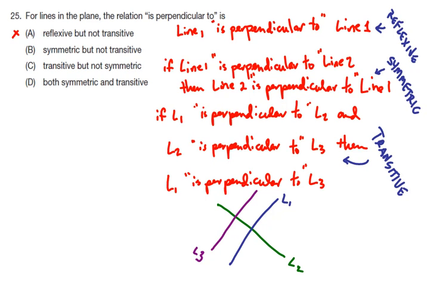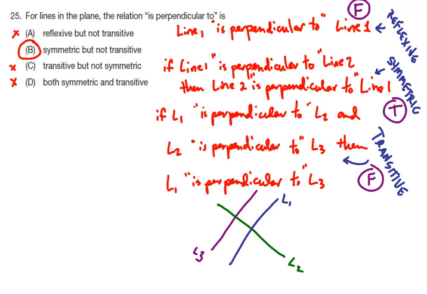So we know that it is symmetric but not transitive. So the answer has to be B. It is not transitive, so C is not correct. Both symmetric and transitive is not correct. Once again, reflexive is false, symmetric is true, and transitive is false. So from these we can tell which answers are valid and which are not.